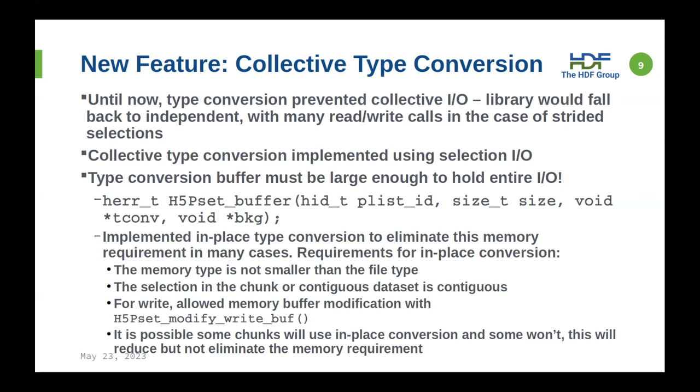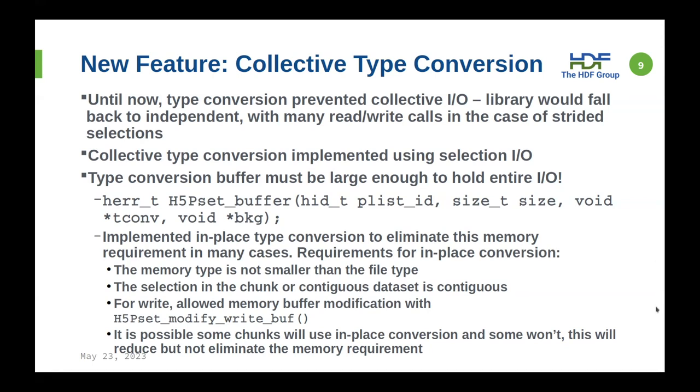Instead of a bunch of single blocks, it again packages it into a single selection IO call, where the selection is to the type conversion buffer. One major limitation to keep in mind is that the type conversion buffer must be large enough to hold the entire IO. That's also true with the background buffer if you're using a type that needs a background buffer, like certain compound types.